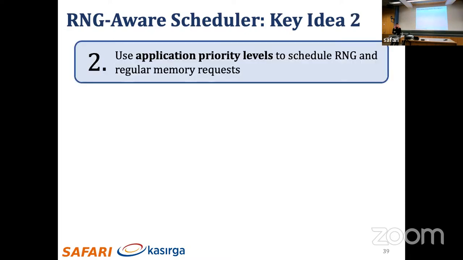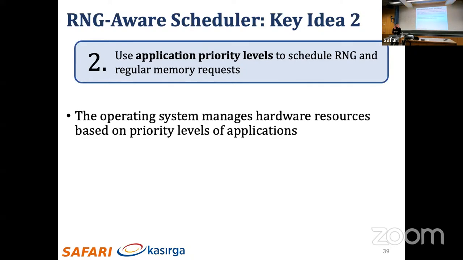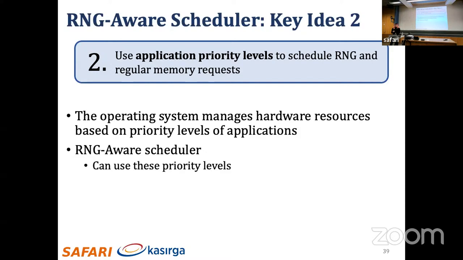And the second idea of the ANJ-aware scheduler is to use the application priority levels to schedule ANJ and regular memory requests. The operating system manages shared hardware resources based on application priority levels. And the ANJ-aware scheduler can also use these priority levels set by the OS, and it can identify applications that use TRNGs by observing the differences between ANJ and regular memory requests. After that, the ANJ-aware scheduler can prioritize different requests based on the priority levels. There are three possible cases regarding the different priority levels.